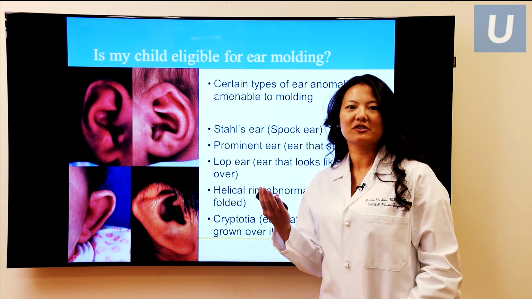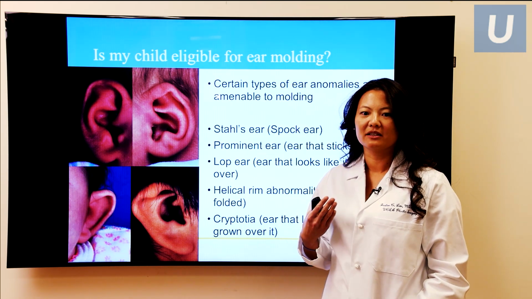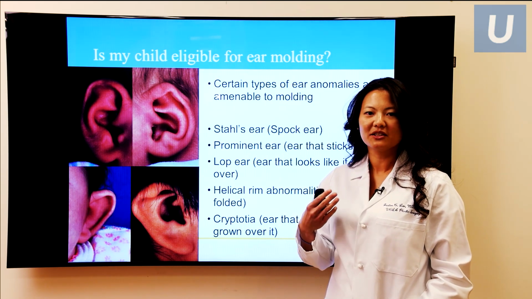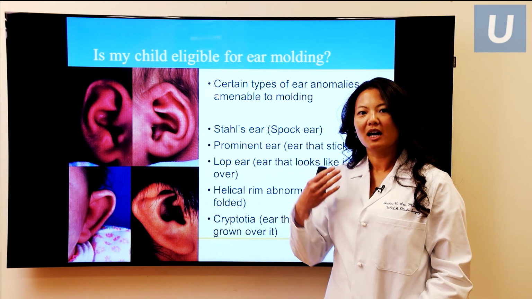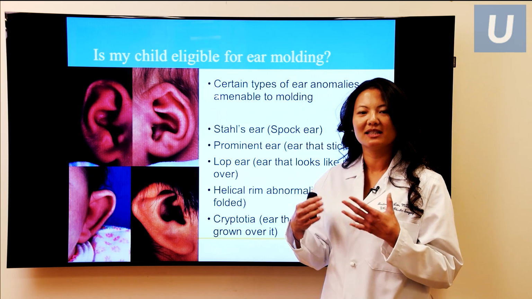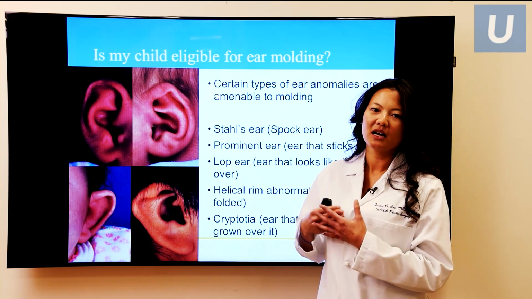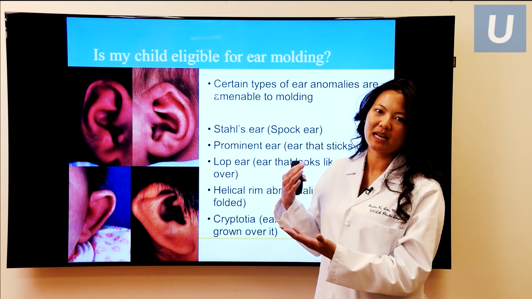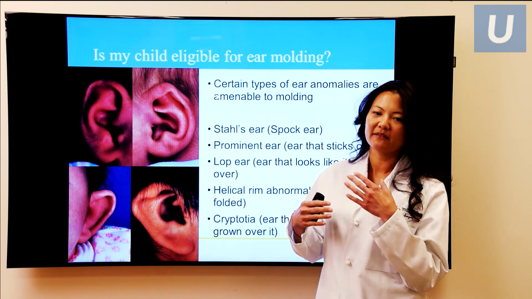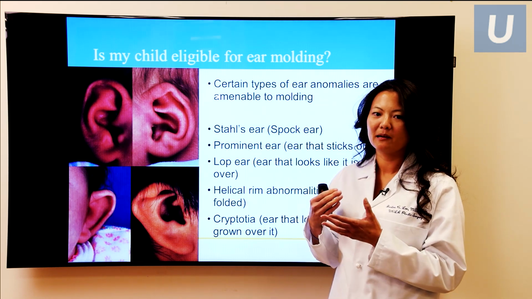So how do you know if your child is eligible for ear molding? Well, there's certain types of ear anomalies that are amenable to molding, and these are usually ear anomalies that are about the same size as a normal ear, but there's some distortions in the way that the ear looks. I mentioned a couple of those ears on the panel where I showed all types of ear anomalies, and here we'll just hone in on a couple of these anomalies that really can be molded.